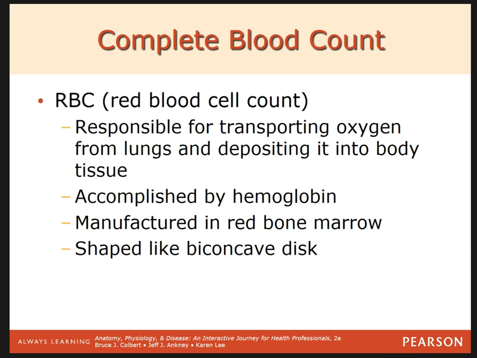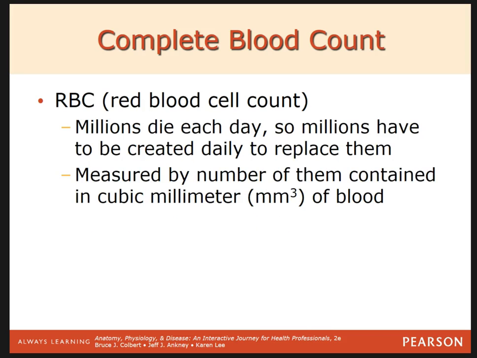So, starting with a red blood cell count, or an RBC. Red blood cells are responsible for transporting oxygen from the lungs and bringing it to our body tissues. That oxygen is carried by hemoglobin, as I've mentioned already in this lecture and in previous chapters. Red blood cells are produced in our red bone marrow, and it's a biconcave disc. So we've already seen the picture of it. It kind of looks like a disc with an indent in it. Millions of red blood cells die every day, but there's millions being replaced. And we measure the number of red blood cells in our blood by cubic millimeter, or millimeters cubed.